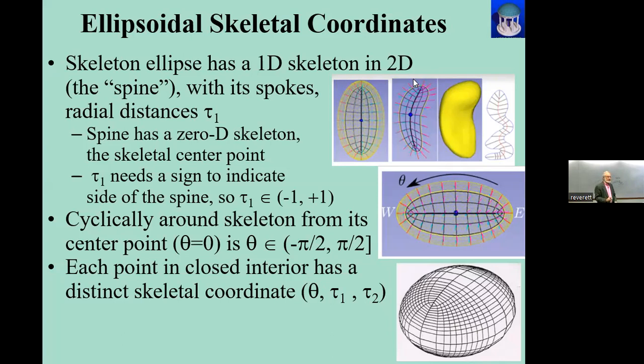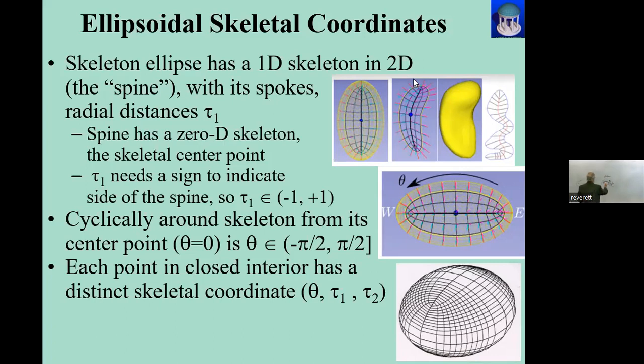out to the fold. And tau 2 only needs to be positive, but we have to distinguish between tau 1s that are on one side and on the other side. So this place we're going to call tau 1 equals minus a third. Okay, so it's going to be tau 1 equals 0 on the spine, tau sub 1 positive on the top side of the object, if you will, one side of the spine, and negative on the other side of the spine.